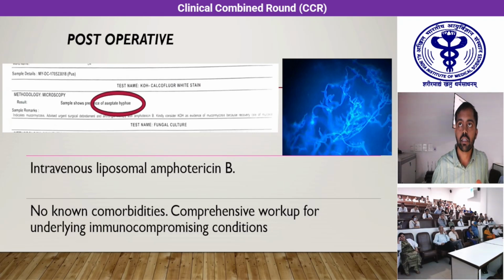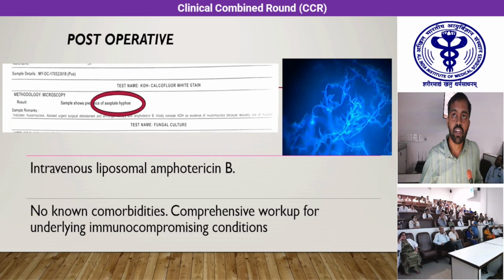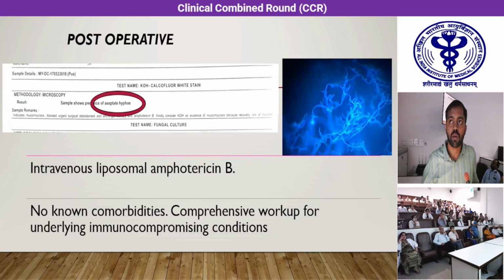Post-operatively, KOH mount showed broad aseptate hyphae, which was suggestive of mucormycosis. Based on the evidence, he was started on intravenous liposomal amphotericin B. He didn't have any known comorbidities, so he was evaluated for underlying immunocompromised conditions as well.